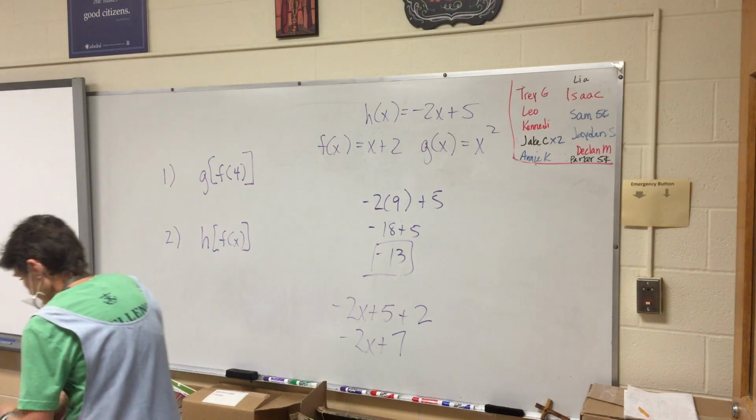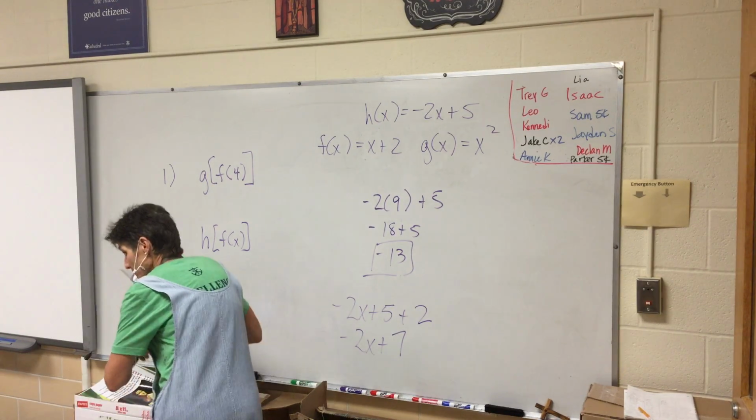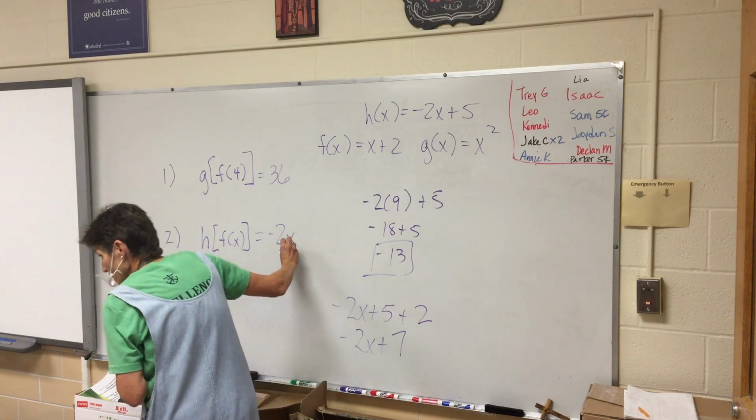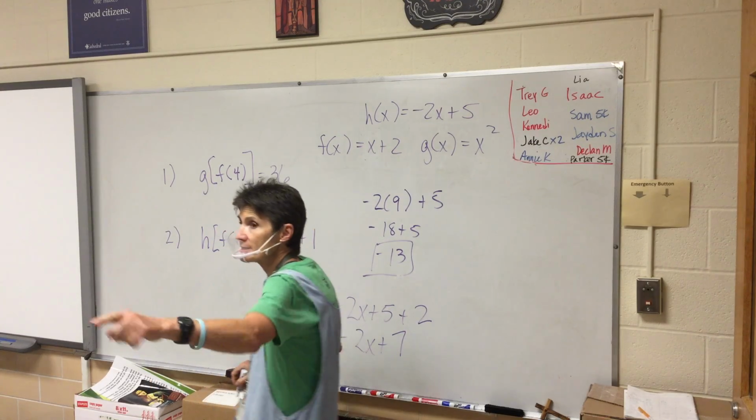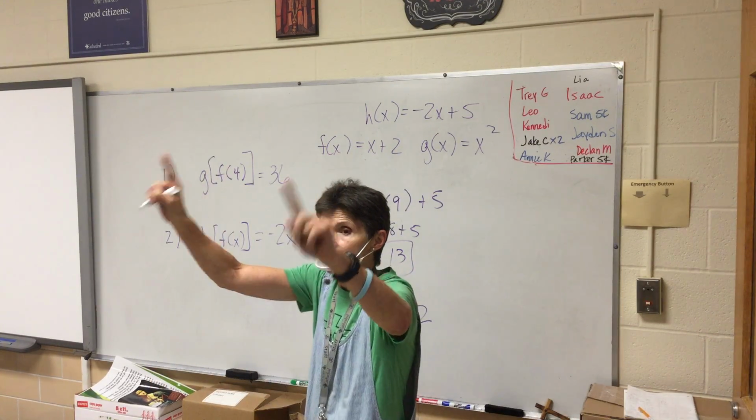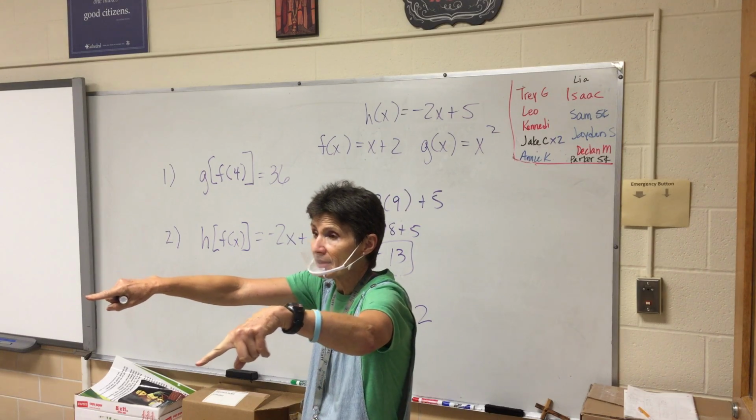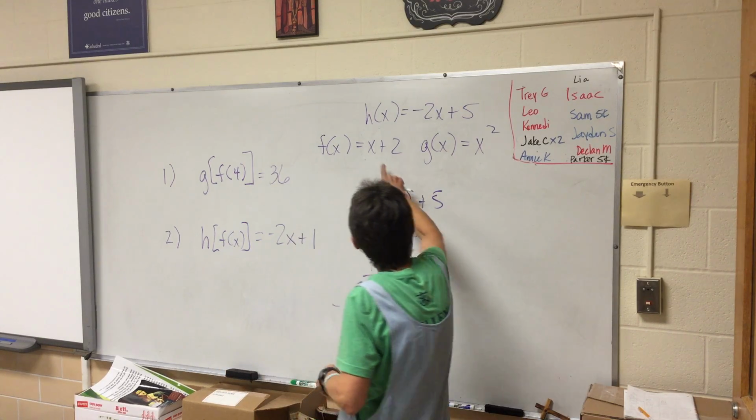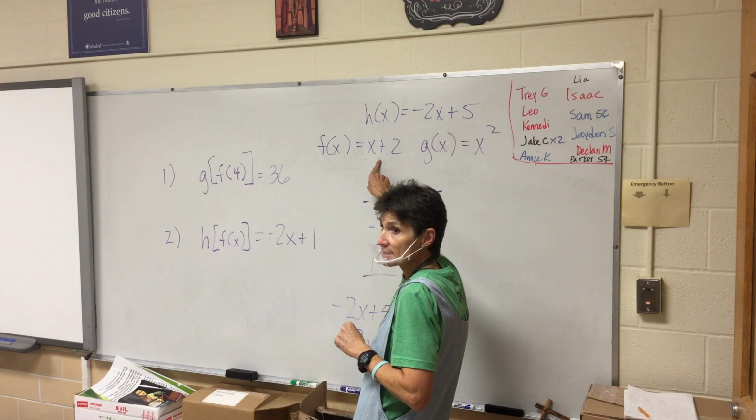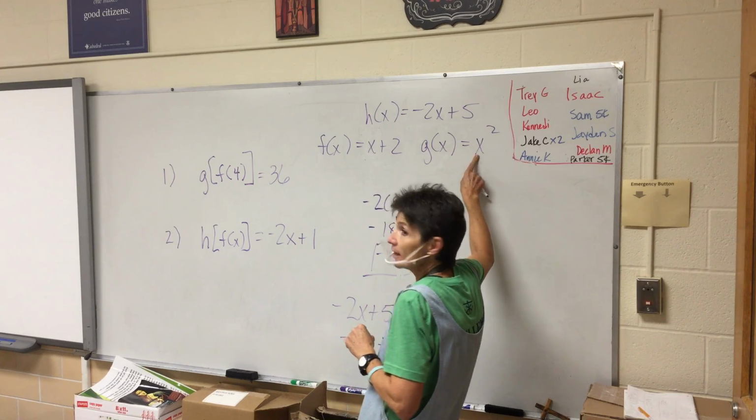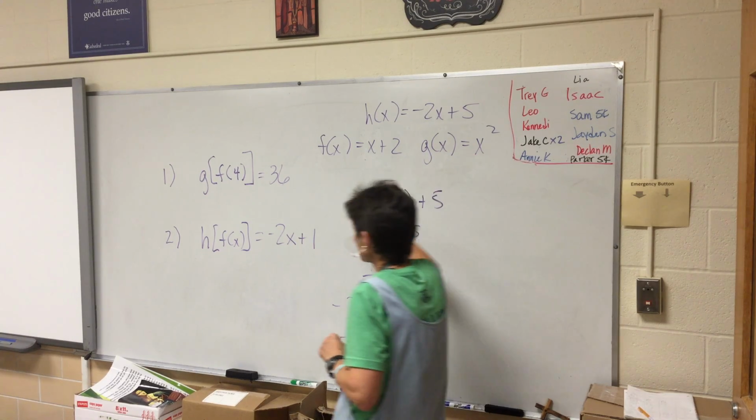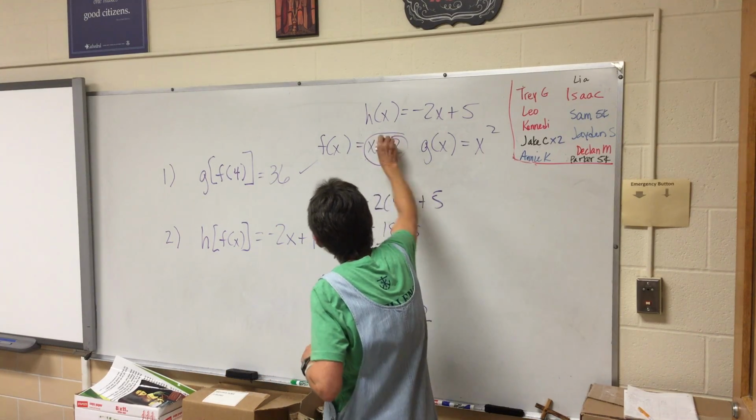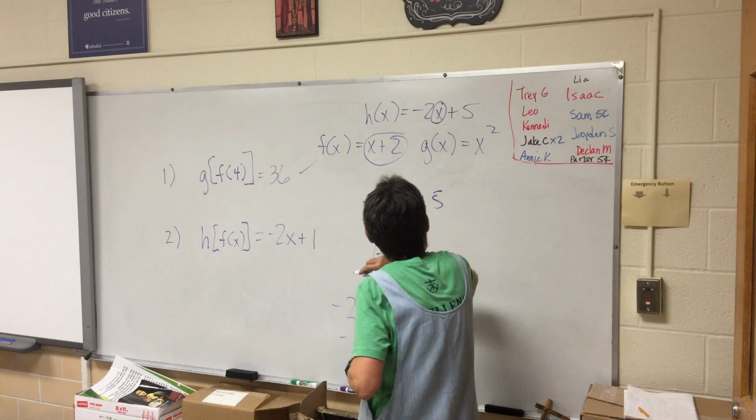36. Sorry about that. Is that what you both got? 36, and then, all right, guys, let's check and see if they got it right. Is this the right answer? g of f of 4. f of 4 is 6, and g of 6 is 36. Perfect, correct. f of x is going into h of x.